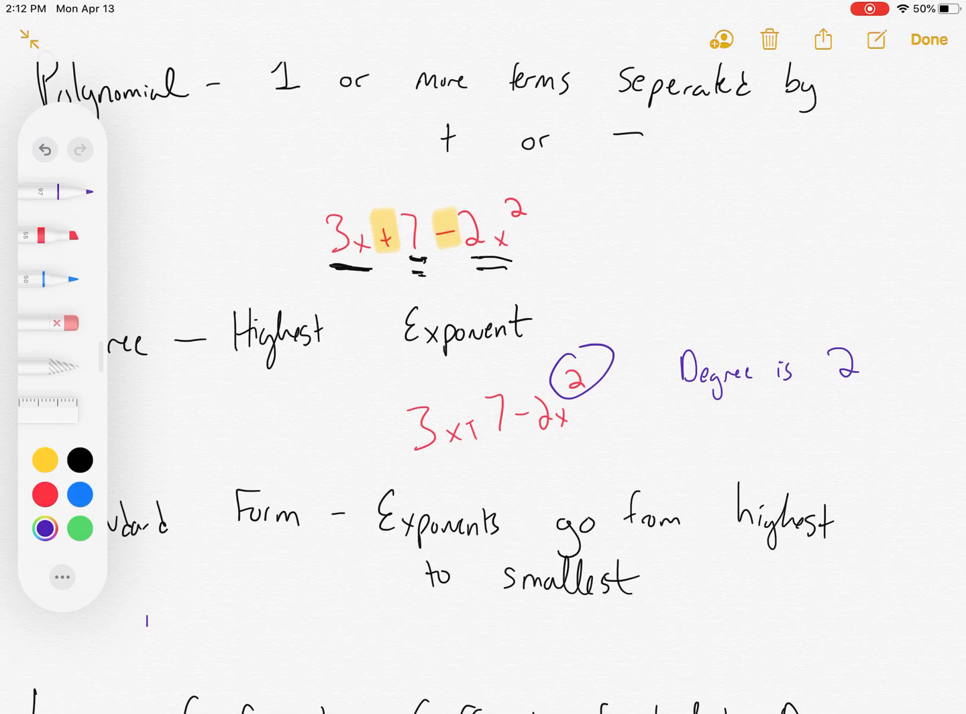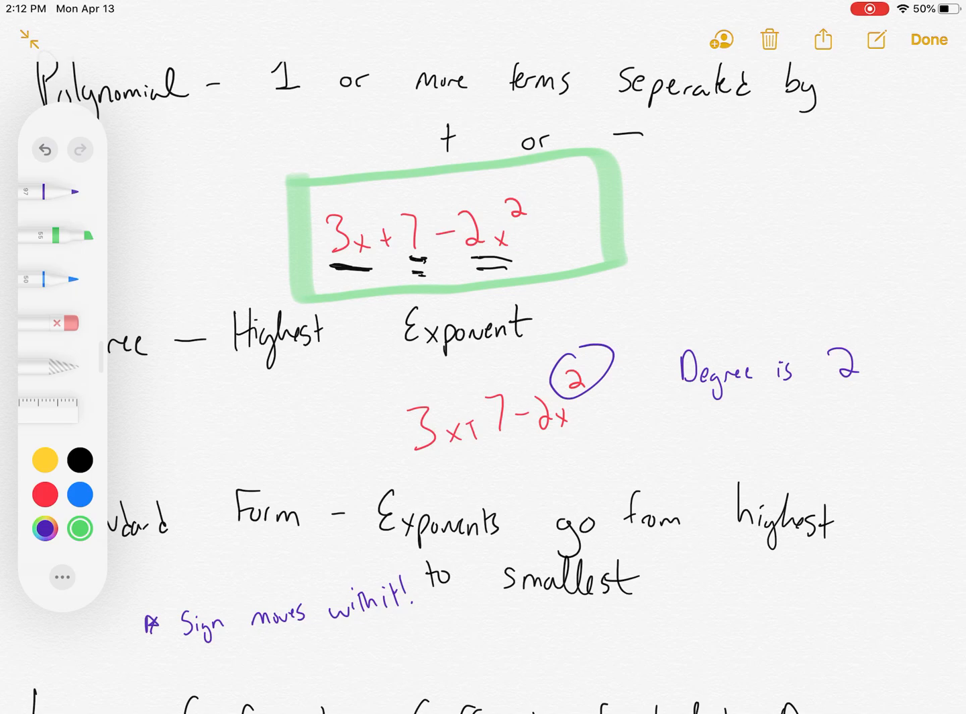Now, a part of that is the sign goes with it. So, for example, if we're looking up here, what's my highest exponent in the example I'm going to circle in green highlighter? My highest exponent is 2x squared. That's my highest term. But what I'm going to do is take everything, including the sign, and move that out front. So this whole thing is going to get moved to the front. So to put this in standard form, I would have negative 2x squared. Again, the sign goes along with it.